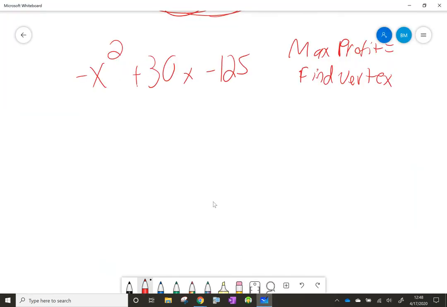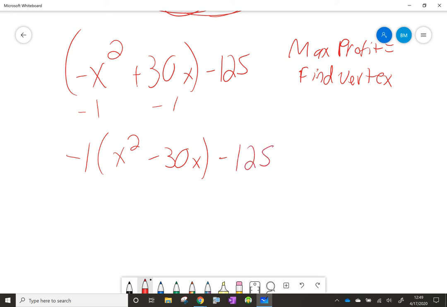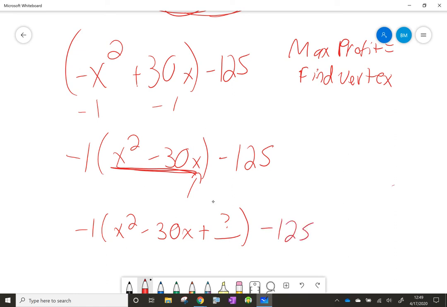Okay, so what they're going to do is take the negative out of the first two terms. So they're going to take the negative 1 out of those two terms. The negative 1 is going to come out, making a positive x squared and then a negative 30x. But they're going to leave the minus 125 alone for now. So what they want to do is find the proper c value for this quadratic here. So x squared minus 30x plus some c value. We want to find out what c value we want to put in there.